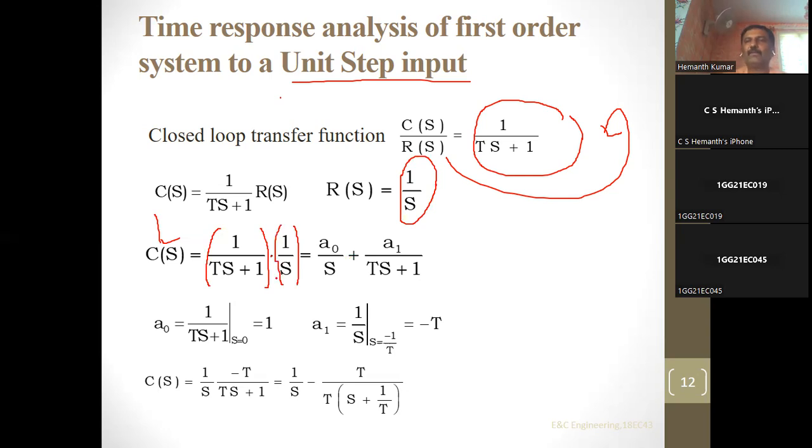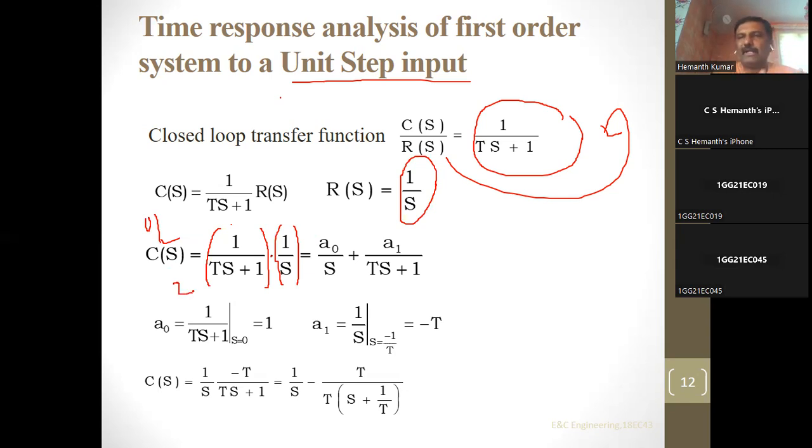Now, if I go for the partial fraction approach, how do I write this? For the partial fraction approach, you need to satisfy one condition. What is that condition? The order of the numerator should be less than the order of the denominator. What is the order of the numerator? Actually, this is zeroth order. What is the order of the denominator? Second order.